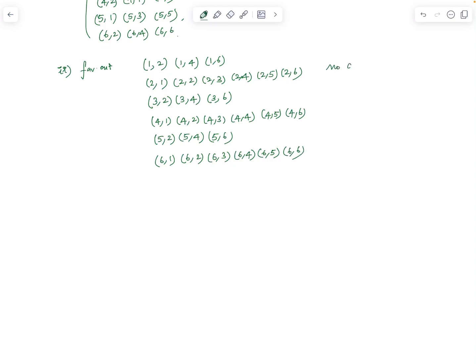So the number of favorable outcomes is 27. The probability of getting an even product is 27 upon 36, which is 3 upon 4.